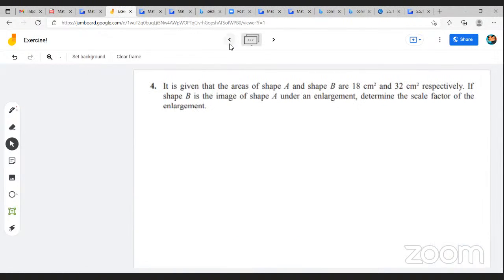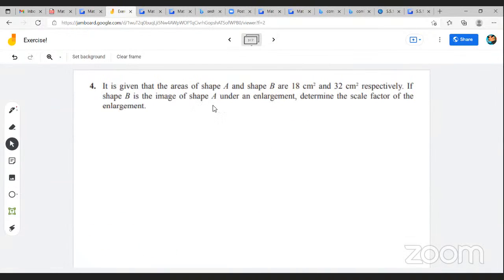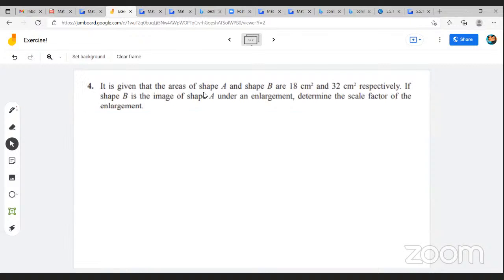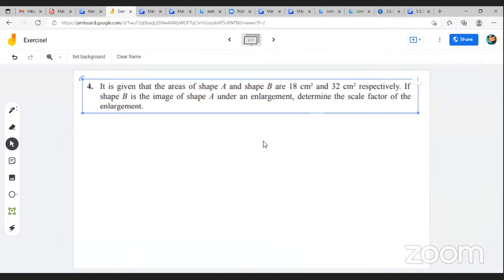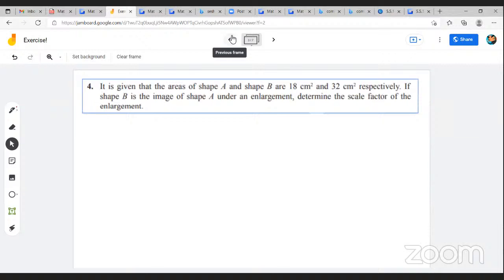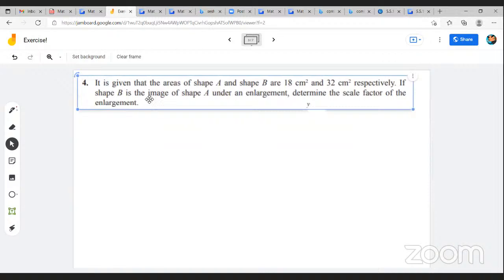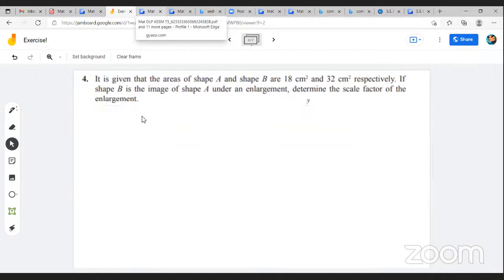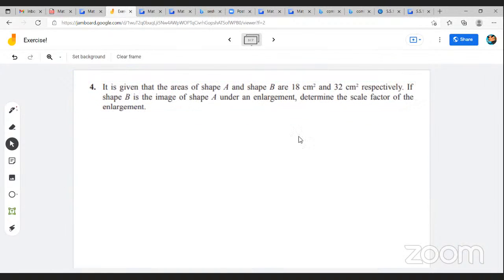Okay, so the next one. We shall proceed to question 4, which is: it is given that the areas of shape A and shape B are 18 centimeter square and 32 centimeter square respectively. If shape B is the image of shape A under enlargement, determine the scale factor of enlargement. The scale factor of enlargement will be difficult if you don't know the formula. So make sure that you remember the formula.